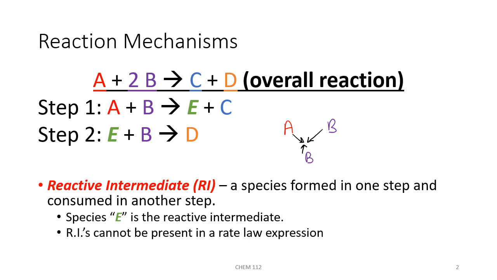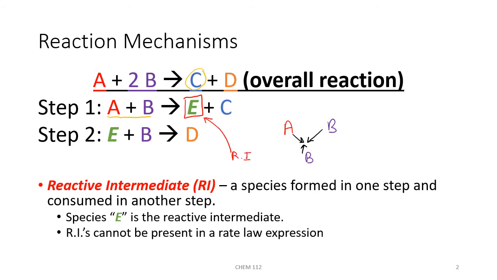So maybe first, one molecule of A comes together and collides with one molecule of B in the first step. And then we form E and C. C is one of our products, so first we made one of our products. But E is not one of our products. Notice it's not anywhere in the overall equation. So E is produced in one step, and this is called a reactive intermediate, RI for short.